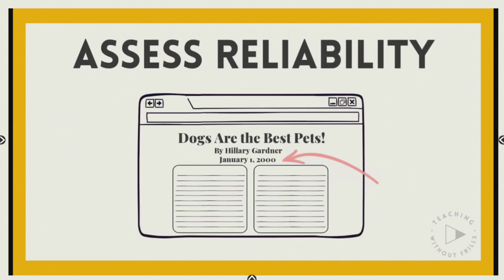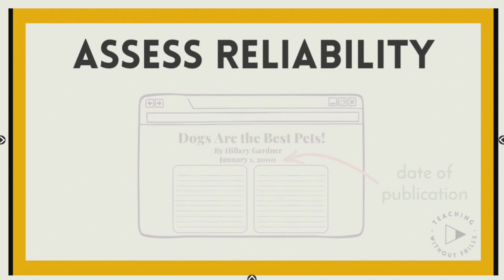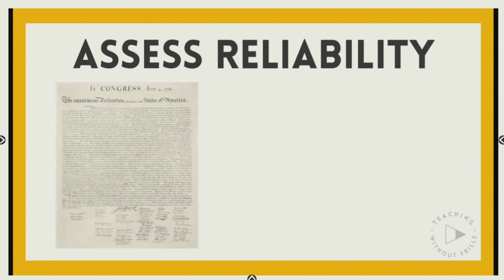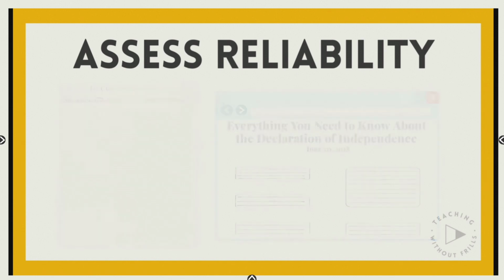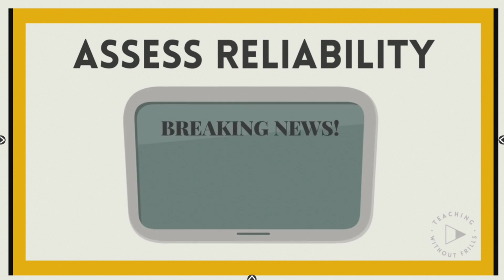In some cases, it's helpful to consider the date of publication of a source. An original document created at the time of a historical event may be more accurate than a secondary source written years later. Information about current events can change quickly, so sometimes more recent sources have the most up-to-date and accurate information.